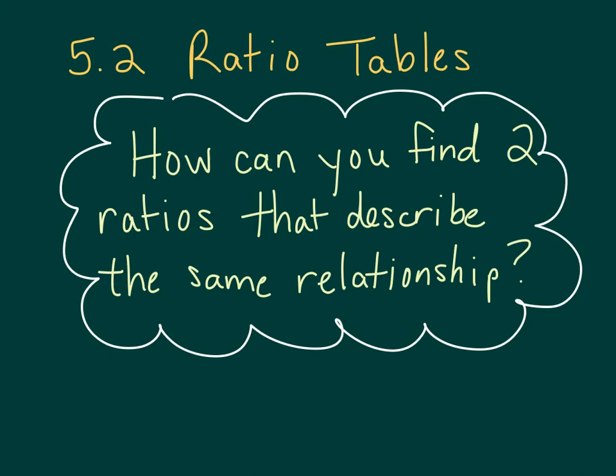In 5.2, we're going to be talking about ratio tables, and by the end of this section, you should have a pretty good answer to the question, how can you find two ratios that describe the same relationship? So jot that one down, and we'll try to check in on this question at the end of the section and practice problems.